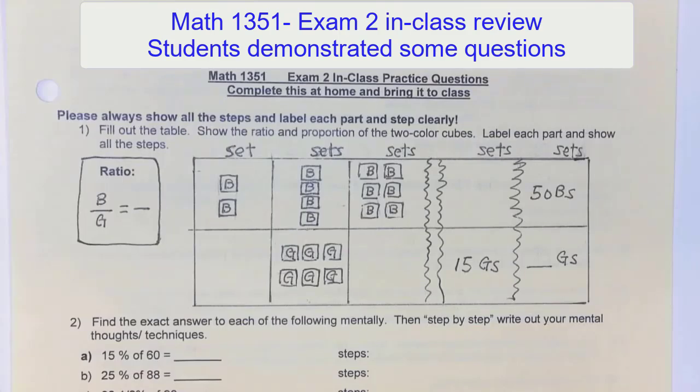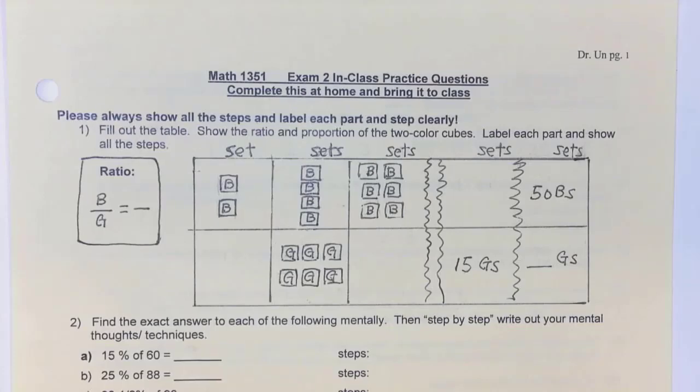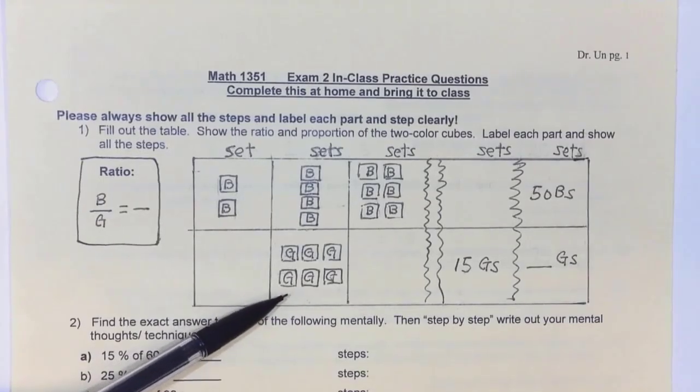I'm going to invite students to come out to show us some of the questions. Emily is going to get started with the first question. So for this one, what are you going to do? Okay, so we're trying to figure out the ratio between the blue cubes and the green cubes.